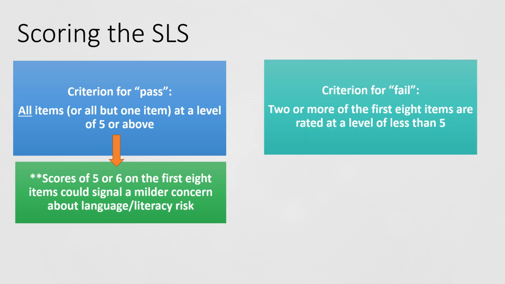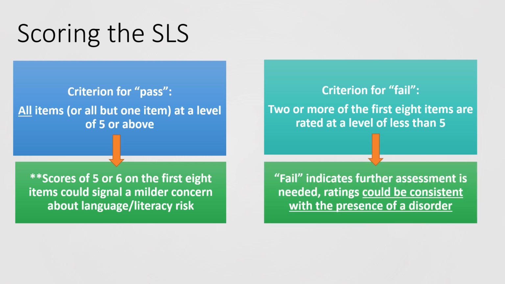The criterion for fail is 2 or more of the first 8 items are rated at a level of less than 5. So when a student fails, it indicates further assessment is needed, or in our case, that there is some concern. So it could be consistent with the presence of a disorder. And we know that these tools don't diagnose. It's just one little tool that we could be using within our assessment to get some insight as to a child's strengths and needs and where they might need a little bit more help. So again, we're using it to get input, look at multiple perspectives, look at needs, and look at strengths.